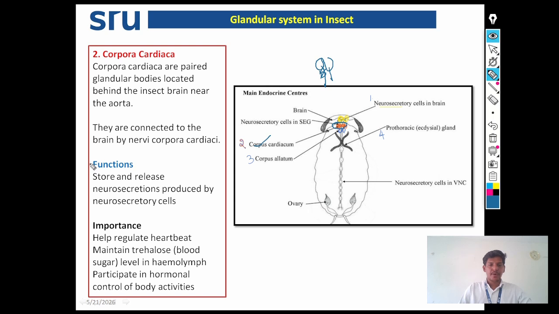See the function of corpora cardiaca. This corpora cardiaca stores and releases neurohormones produced by the neurosecretory cells. They help in regulating the heartbeat, maintain trehalose, that is blood sugar level in hemolymph, and participate in hormonal control of body activities.